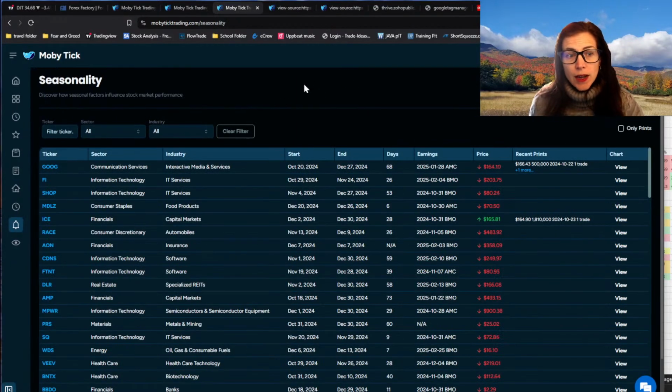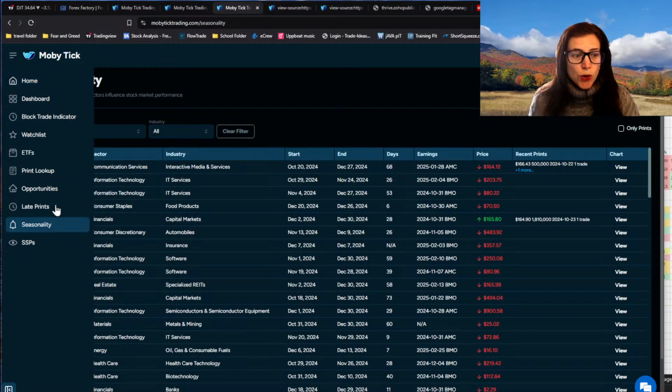Seasonality. Right now we can see which ones align with seasonality. We've got Google in alignment. We've got Shop in alignment, Mondelez, ICE, all of these. So this is an amazing tool.